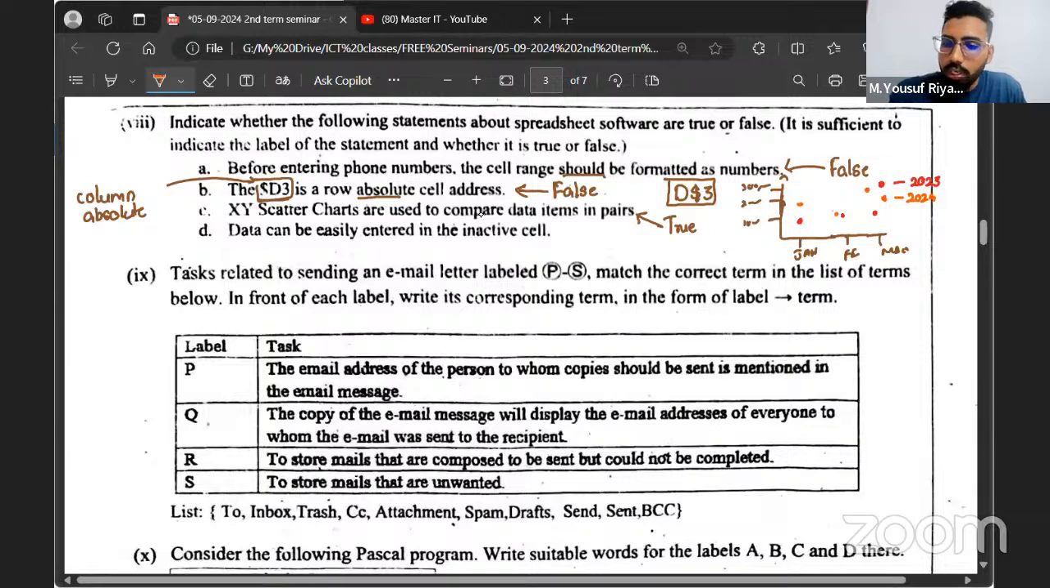Not only pairs, you can even do triplets as well. If you take an XY scatter chart, this is how it would look. So that statement is true. Zahin, in that case, that's called column and row absolute. If they put a dollar sign in front of both, it's called column and row, not only row.